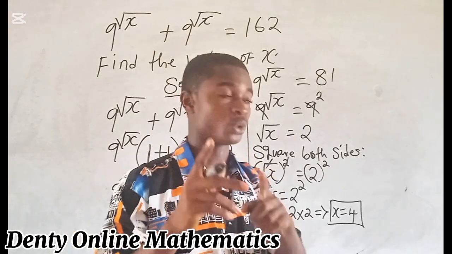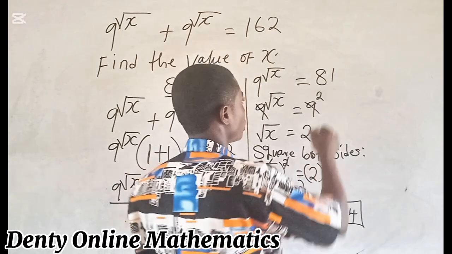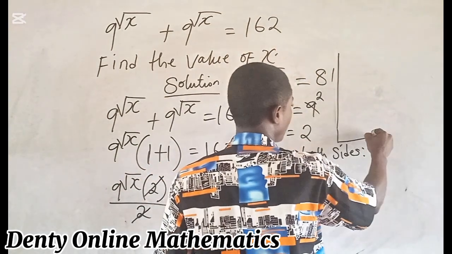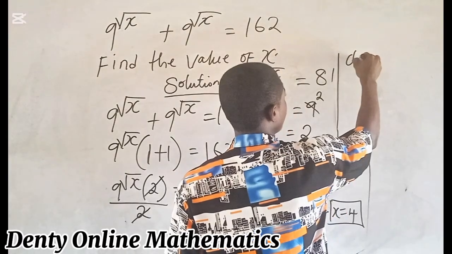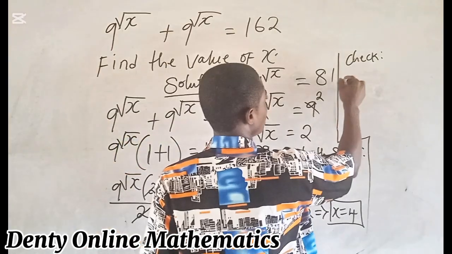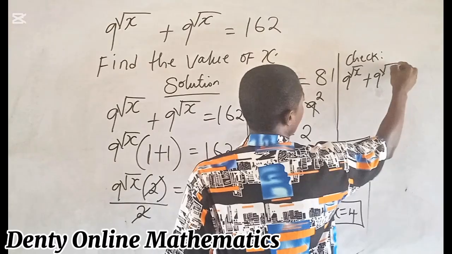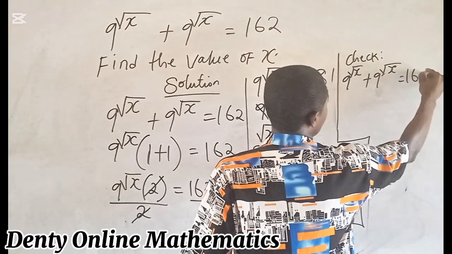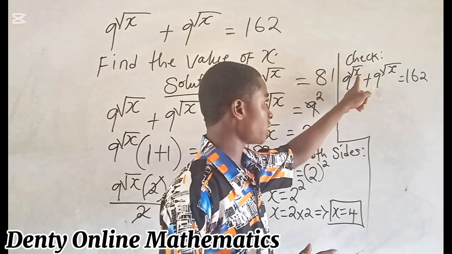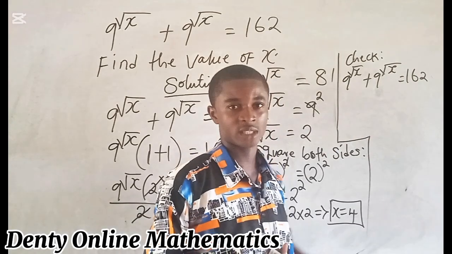Now I'm going to prove to you how this value will satisfy this equation. So we are going to have a check of this. To check this, we know the original equation is 9 raised to the power of the square root of x plus 9 raised to the power of the square root of x equal to 162. So we are going to check whether, when we substitute this value in place of x, we are going to have the same thing.